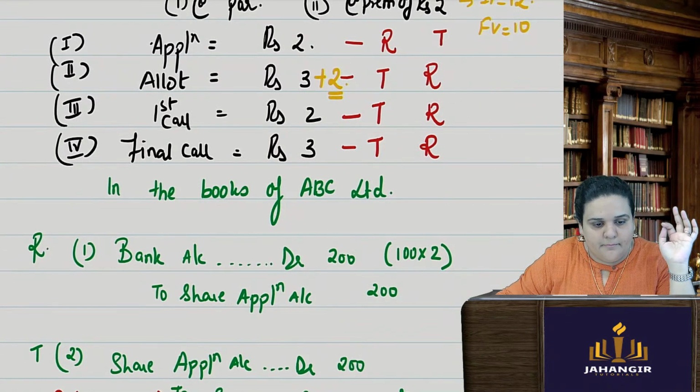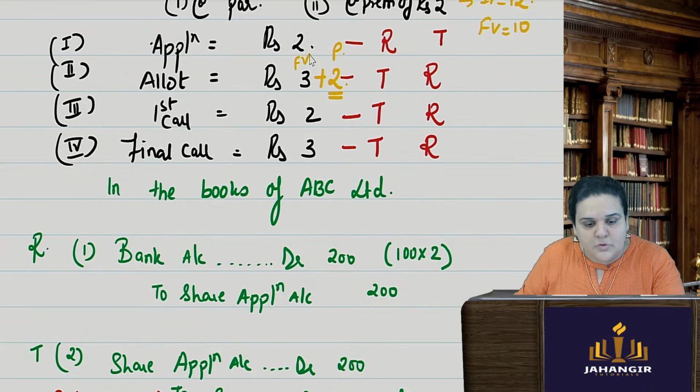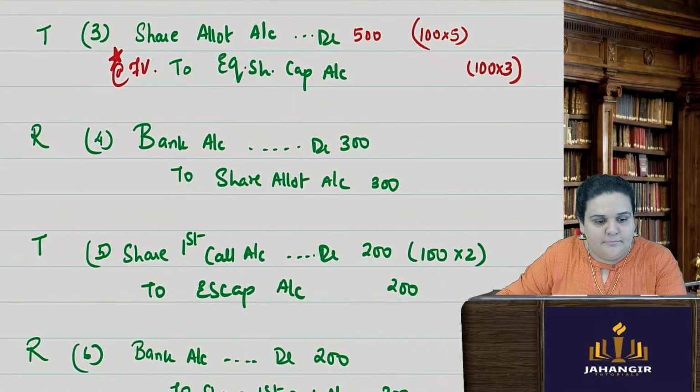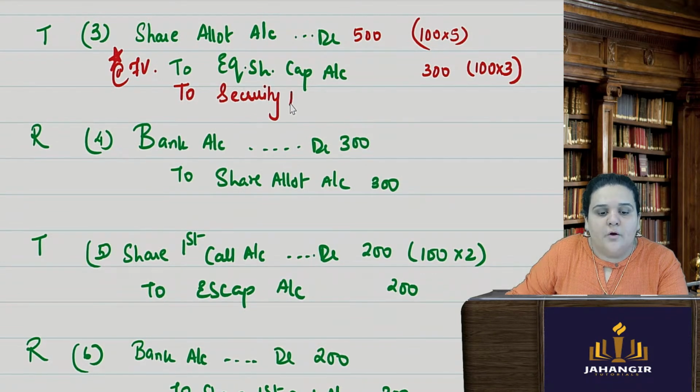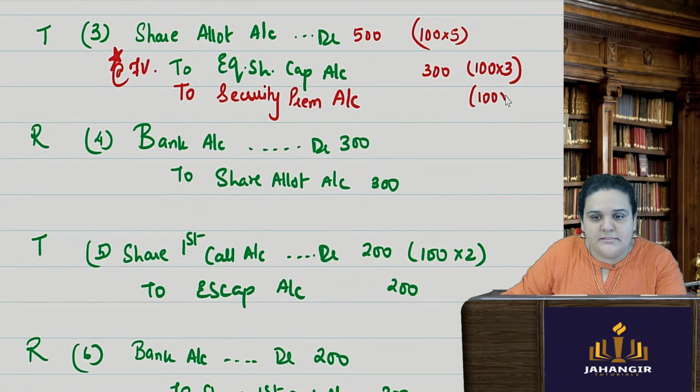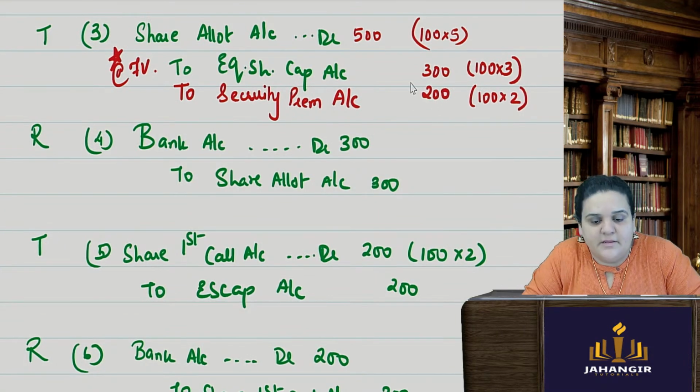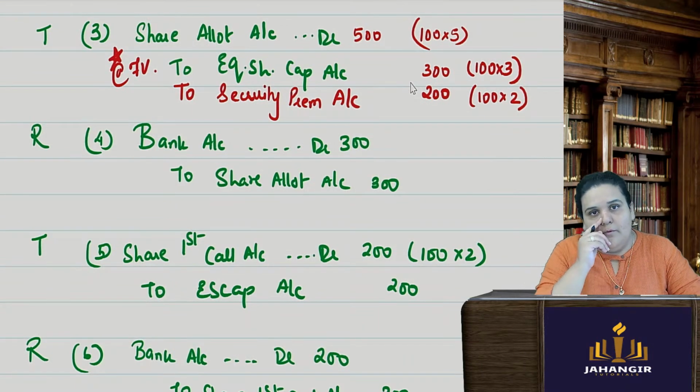Because at the face value I am collecting only 3 rupees. This is the premium. Face value is 3 rupees. So I am going to debit this by 300. Sorry, credited by 300. So the premium amount which I have received will be transferred to securities premium account. How much premium am I receiving? 100 into 2, 200 rupees I am receiving as a premium. The company is going to get the premium of 200 rupees. They are going to put that in the securities premium account.